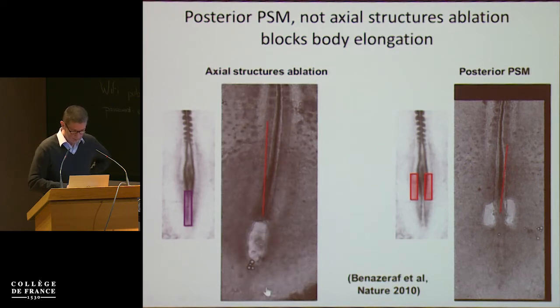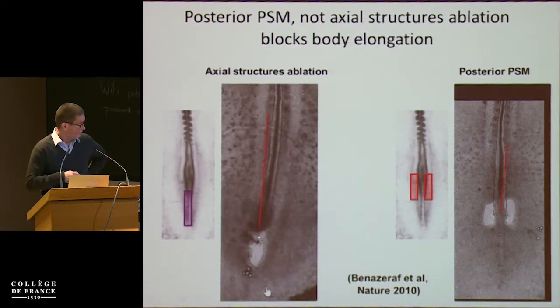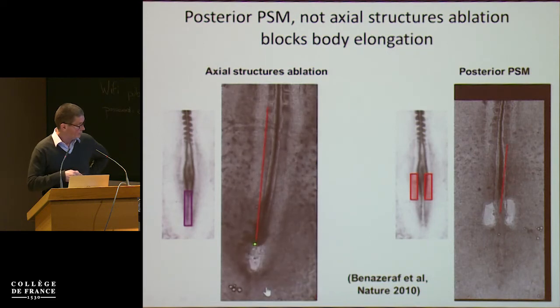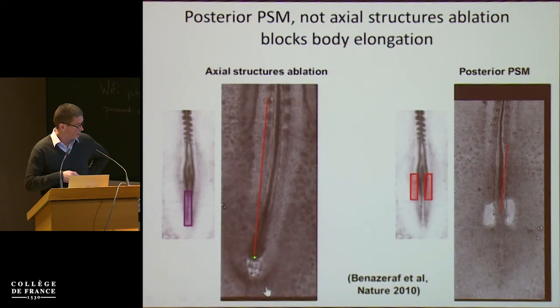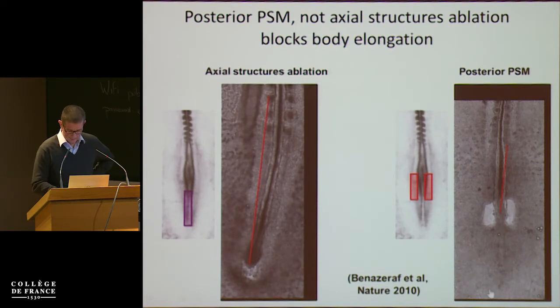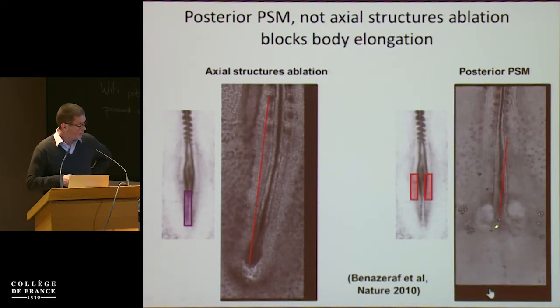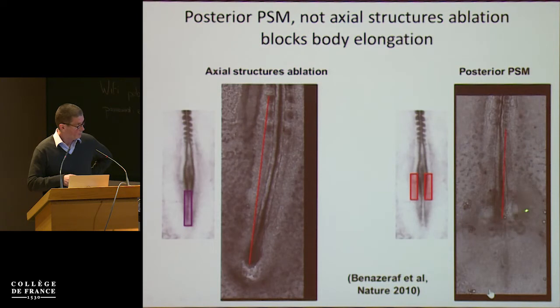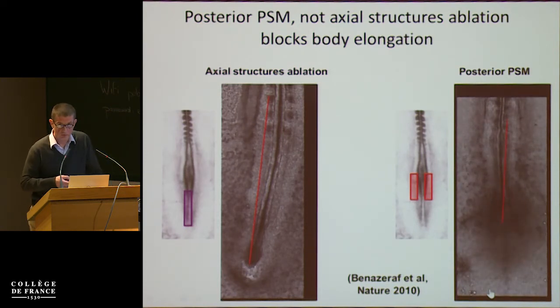And what he found is that when he removes the axial region, that doesn't prevent the elongation of the embryo, as you can follow here with this red line. But when he performed a bilateral ablation of the posterior presomitic mesoderm, that essentially stalled the process of elongation, at least on a short time scale. And so what this was suggesting is that this region of the posterior presomitic mesoderm plays an important role in the control of elongation.